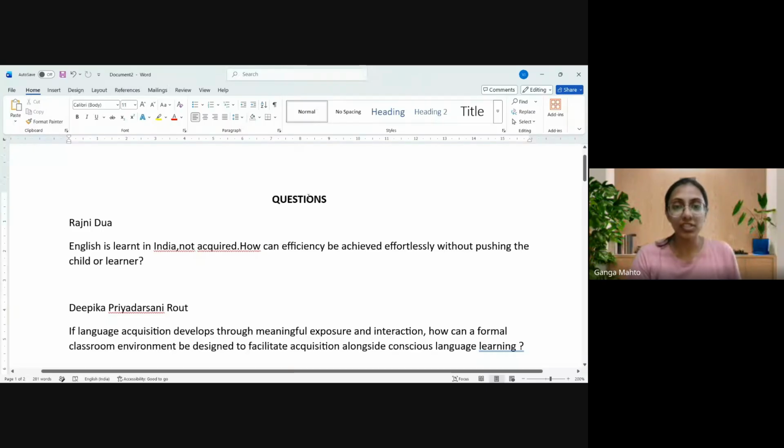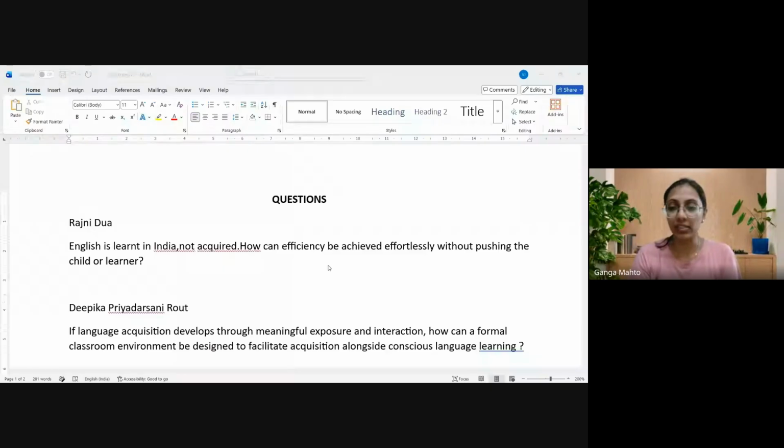Yes, sir. So the first question is from Rajni Dua. The question is: English is learnt in India, not acquired. How can efficiency be achieved effortlessly without pushing the child or the learner?